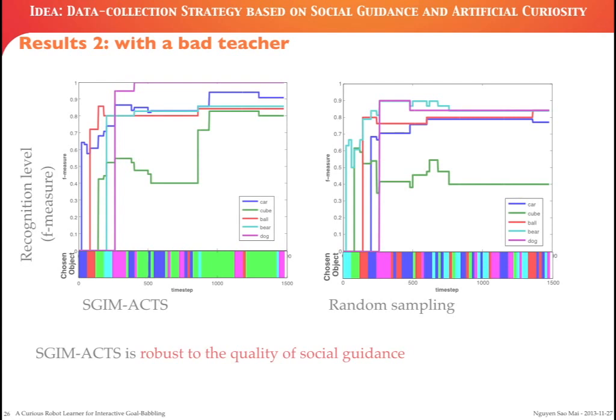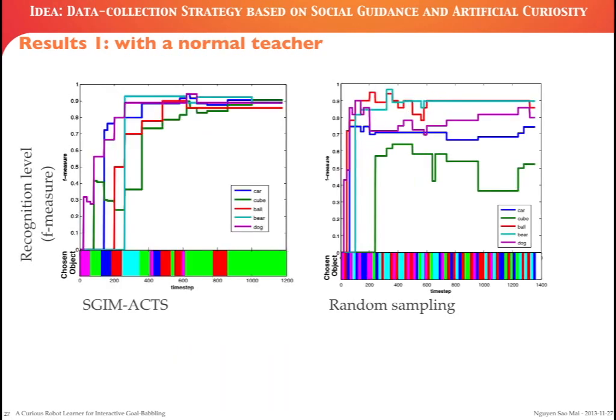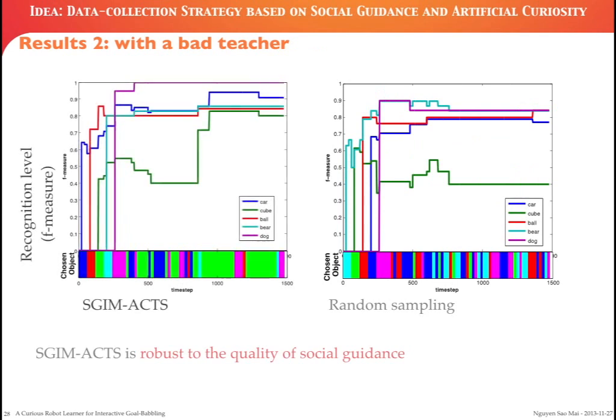So we made another experiment with what we call a bad teacher, where this time the teacher always presents the object with the same position and orientation, so he doesn't give new information to the robot every time. And as expected, we can see that the recognition levels are lower, especially for the cube, but in the case of SGIMX, in the end it still learns, whereas in the case of random sampling it stays really bad. So we can say that SGIMX is robust to the quality of social guidance.